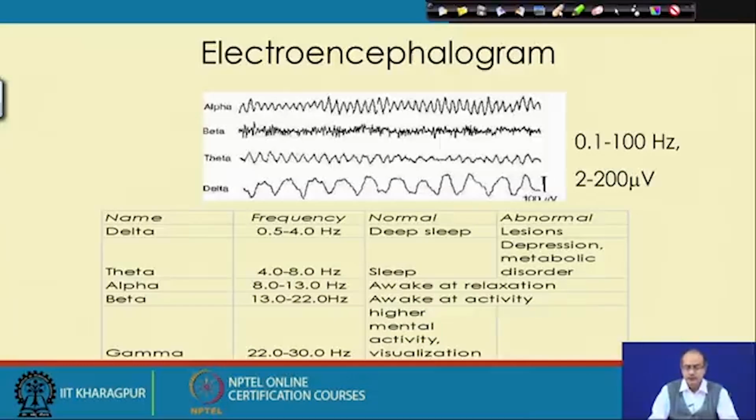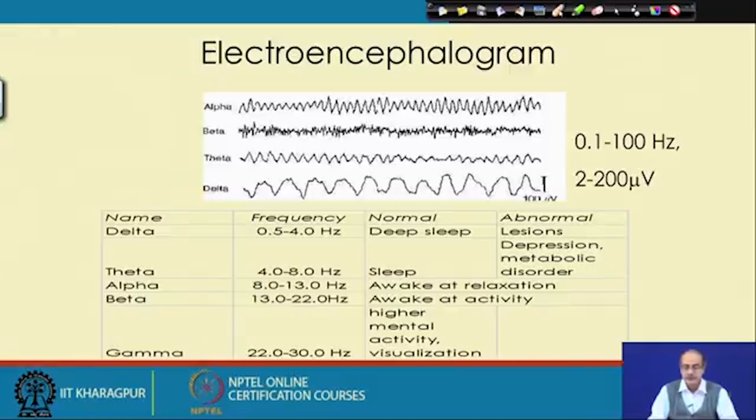At the same time this nature can change, and in different kinds of abnormalities or pathogenic conditions you may also get some of these waves. For example, if a person has a lesion developed, that means a tumor has developed in the brain, then in that part, even when the person is awake, maybe relaxed or active, we may still get delta wave in the nearby region. So, that can help us to diagnose and also localize where the tumor is located.